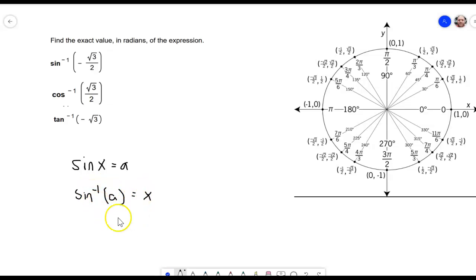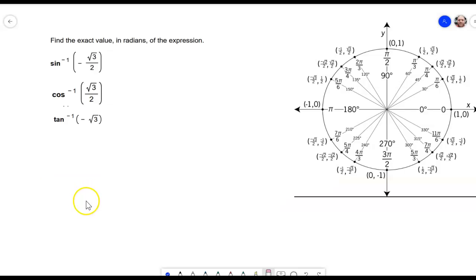It's just switching around. Because remember, when we set up an equation like this, where this is the angle and this is the value, the inverse trig function just flips around where the value and the angle go. So it's not too difficult. All right.